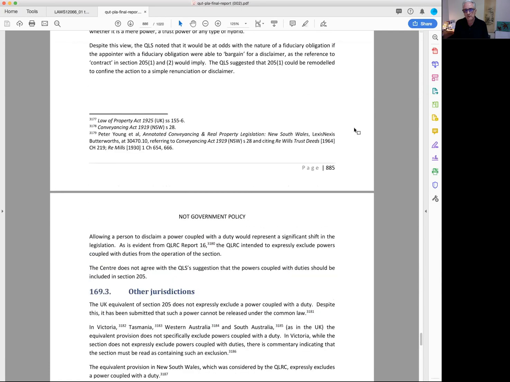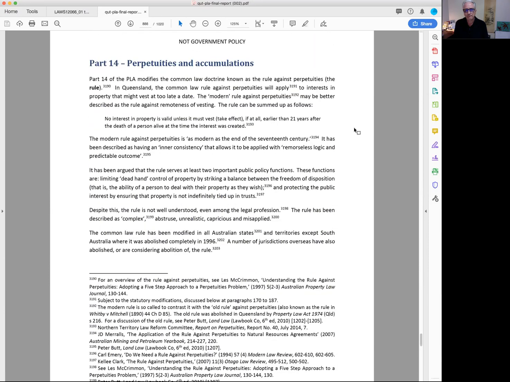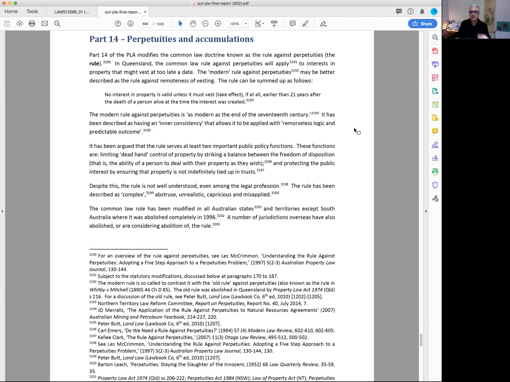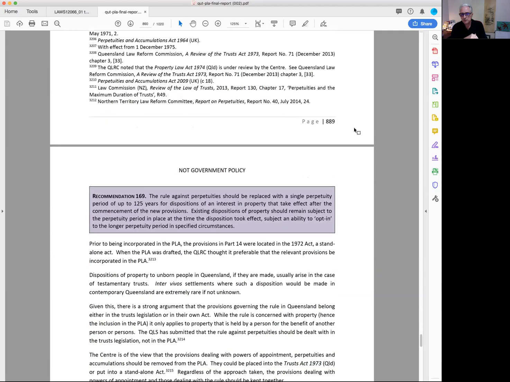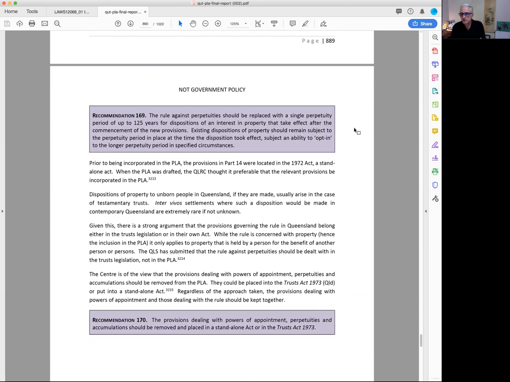Right, so this report gives an excellent overview of the history of the rule and how it works, how it has worked in Queensland, the situation with regard to provisions under the PLA. It also makes reference to what's happening in other jurisdictions, which is really good. Then we come to recommendation 169 dealing with the perpetuity period.